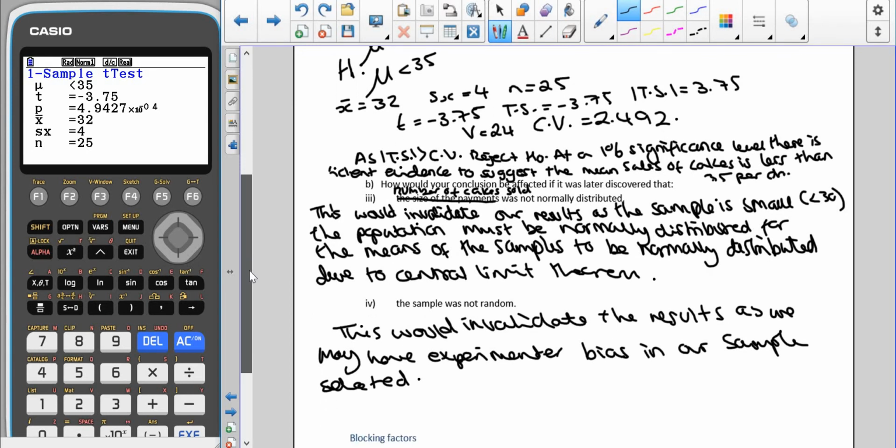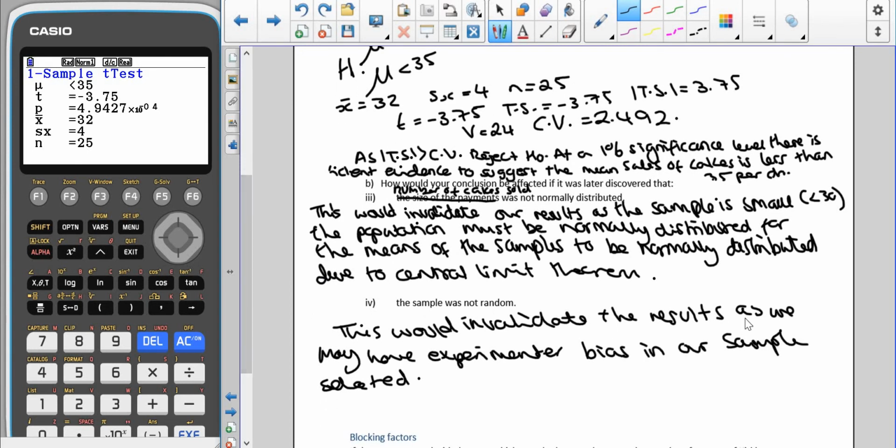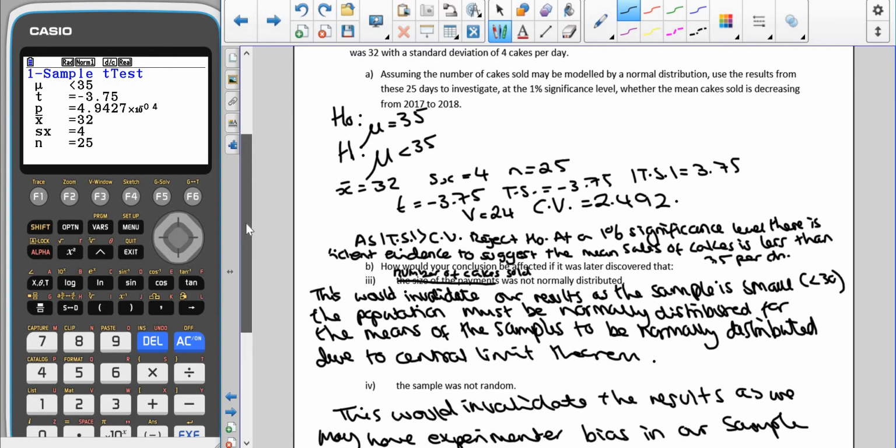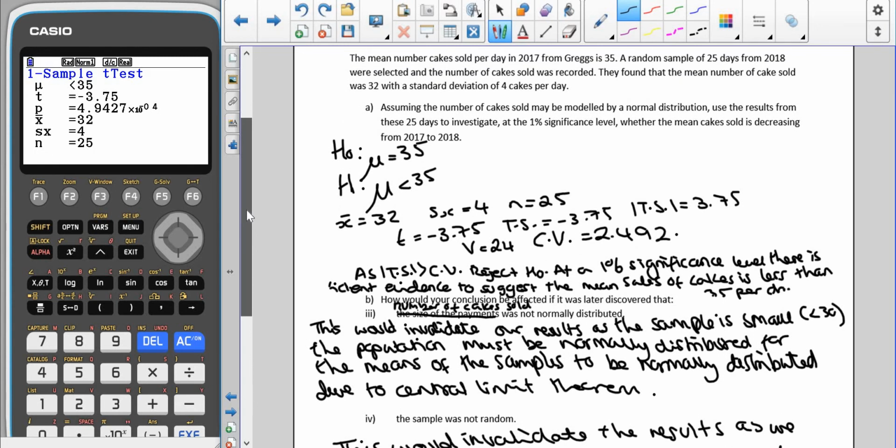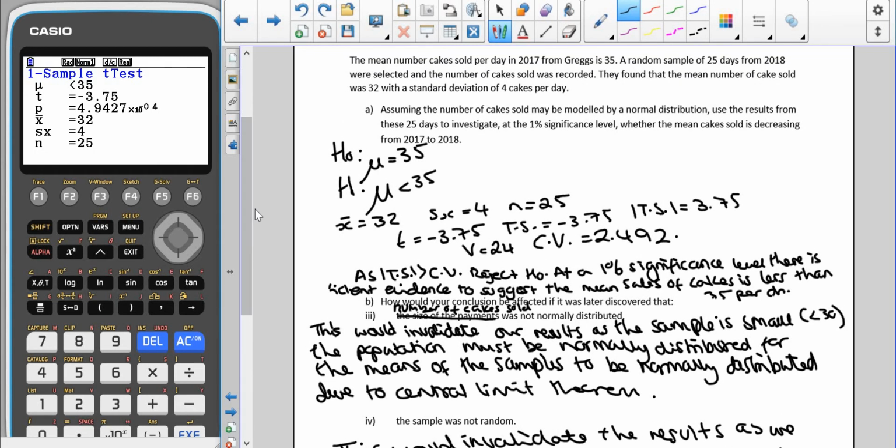What would happen if the sample was not random? Again, this would invalidate our result as we must have a random sample to eliminate that experimental bias. There might be experimental bias in the sample selected. So if we were asked how we would improve the experimental design if we did find out that the population was not normally distributed, then we could just say that we would take a larger sample.